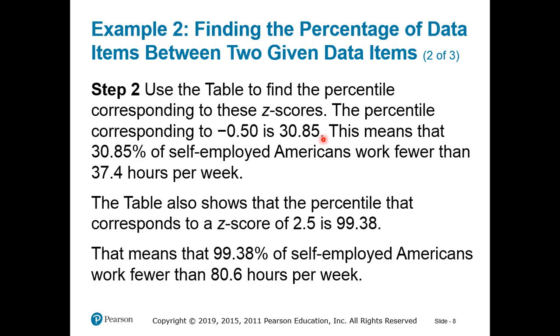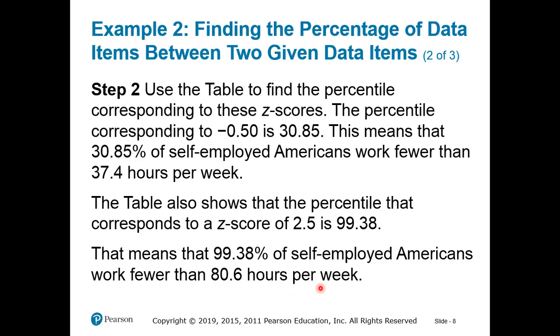When we look up the percentile for the negative 0.5, we find that the percentage of values less than that is 30.85%. So 30.85% of self-employed Americans work fewer than 37.4 hours per week. Now, what about 2.5? If we look at 2.5, we get 99.38. So that means 99.38% of self-employed Americans work fewer than 80.6 hours per week.